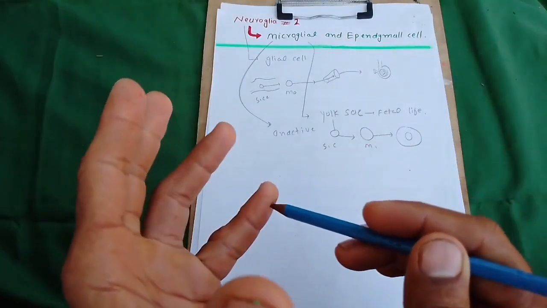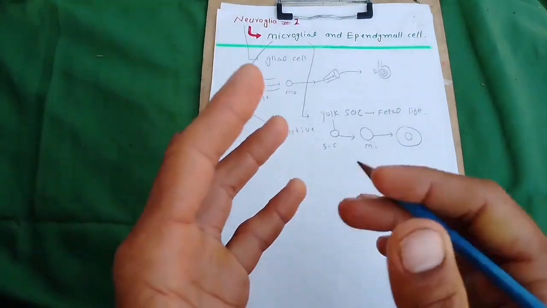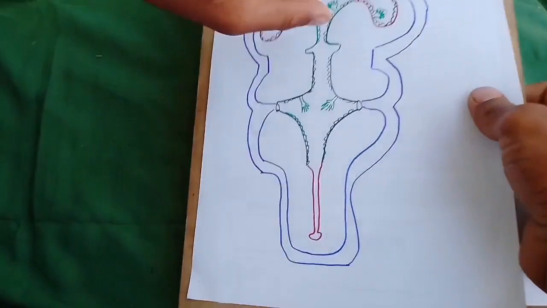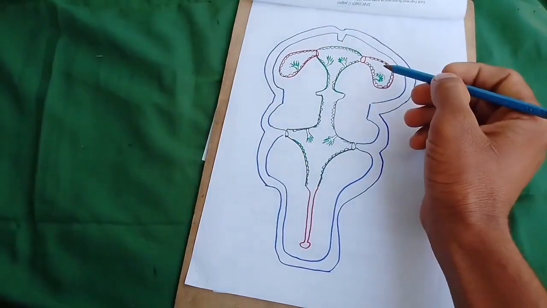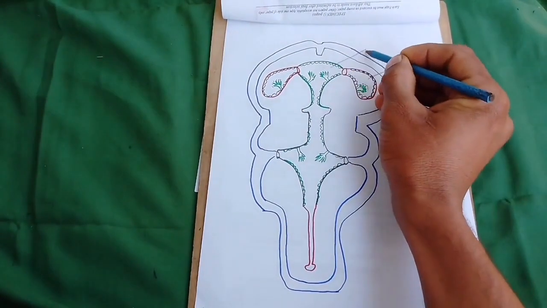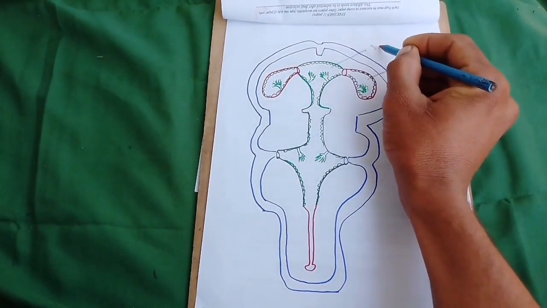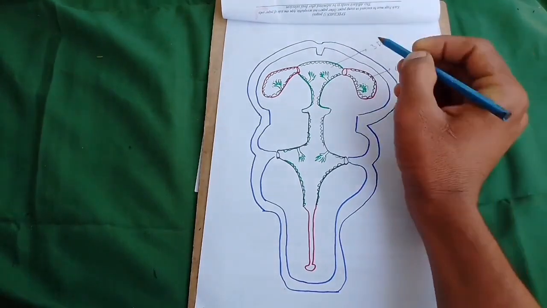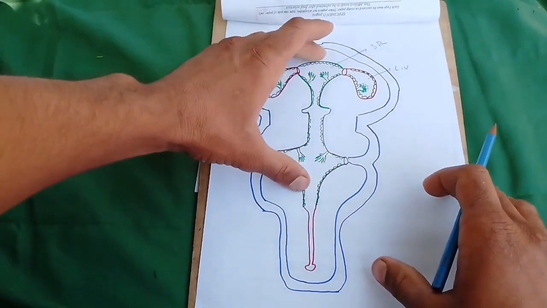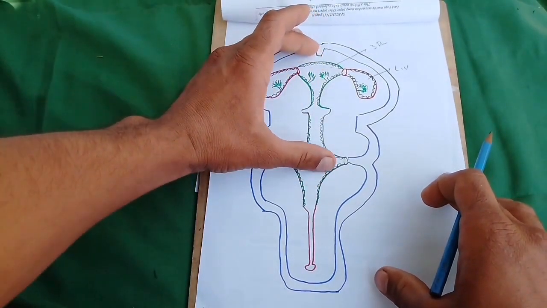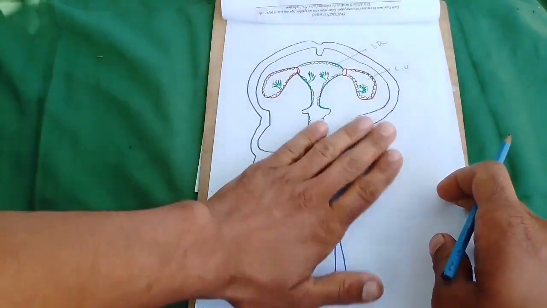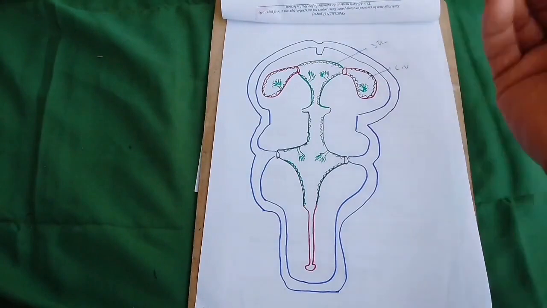which cover the lining of the ventricles of the brain. Look at this one. These are the ventricles of the brain. This is the lateral ventricle. This one is the third ventricle. This one is the cerebral aqueduct. This one is the fourth ventricle. I have already uploaded a detailed lecture on the ventricular system and the cerebrospinal fluid, but here I am giving a little bit of an idea, only the concept of the ependymal cell.